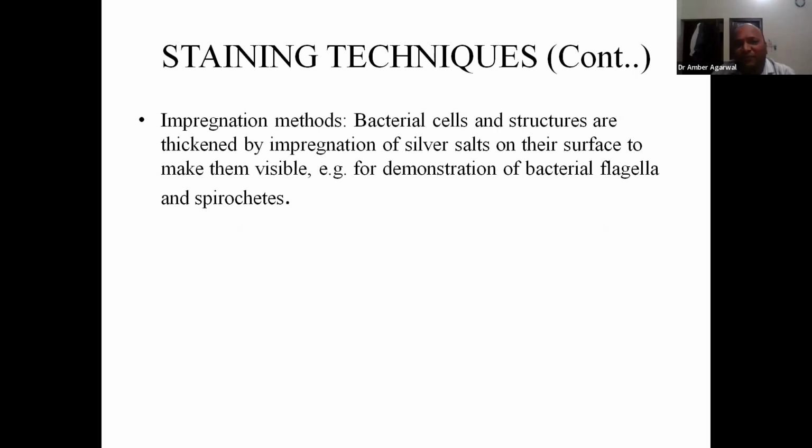Now, for example, if the organism is too thin, to make it thicker and to visualize it, you can impregnate it with silver salts. It is mainly used for the spirochetes. Among spirochetes is the organism that causes syphilis. Can anyone tell which organism causes syphilis? Yeah, Treponema pallidum. Okay. So for that, you need to use these types of stains. But most commonly in a lab, it is done by the serology part, and very few labs do this impregnation method.